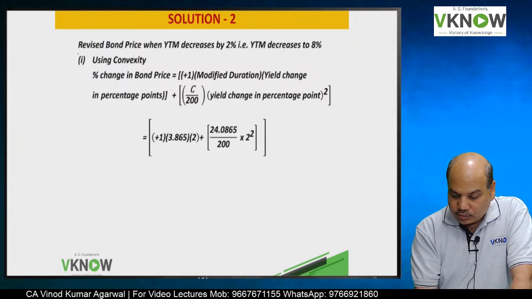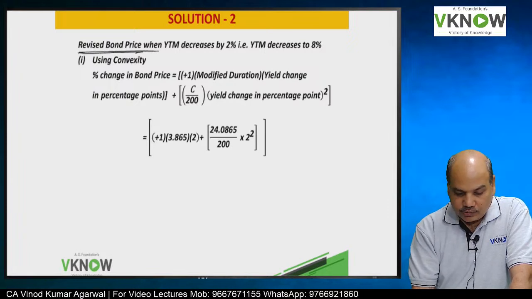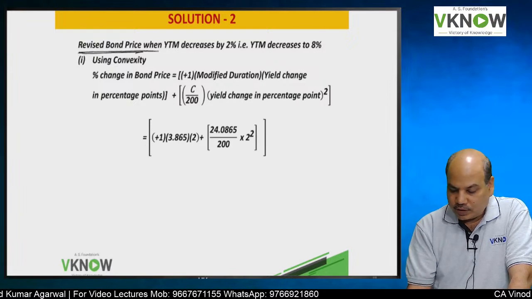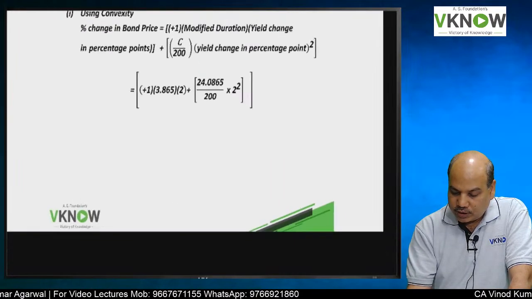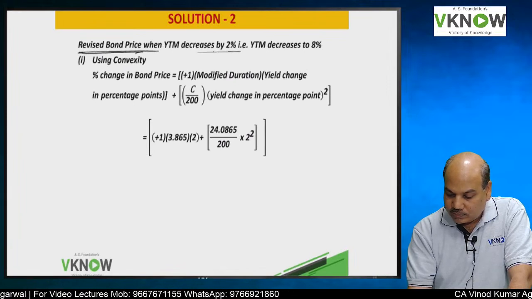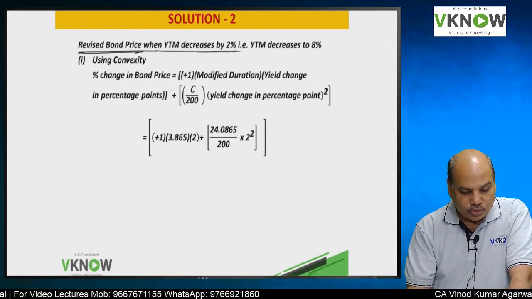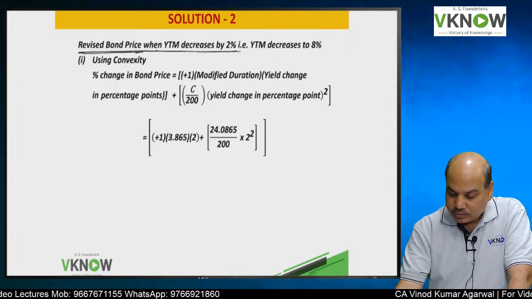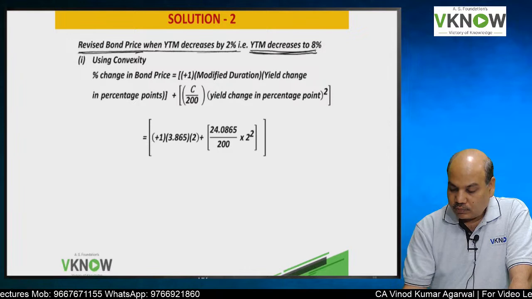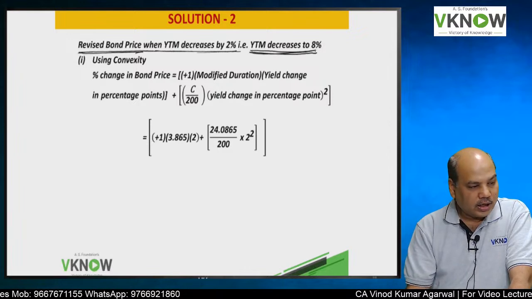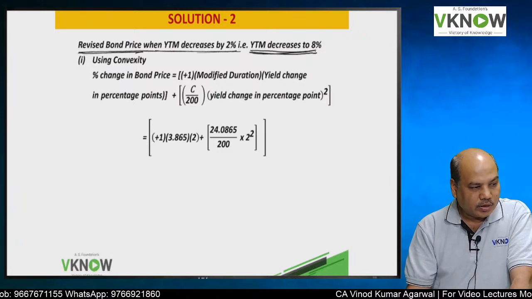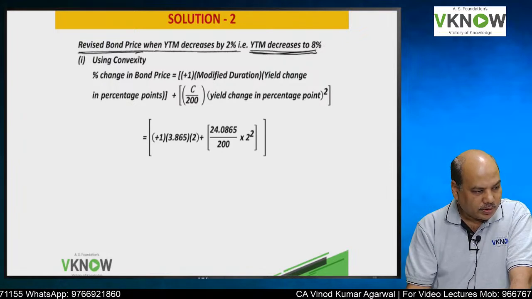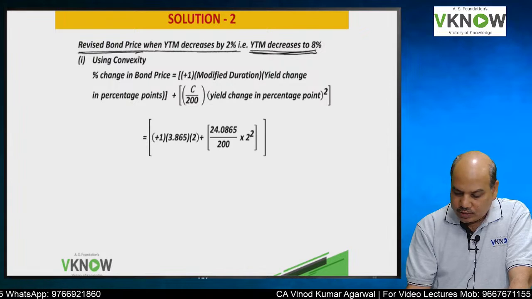Now we'll have to find out the revised bond price. Write down revised bond price. Revised bond price when YTM decreases by 2%. That is your question. When YTM decreases by 2%, meaning the YTM is now 8%. So the student will write the formula.